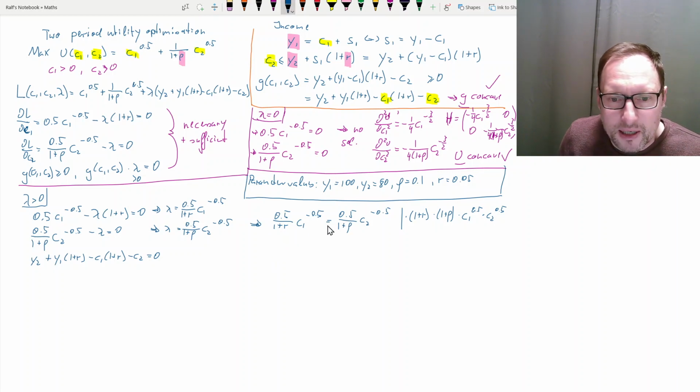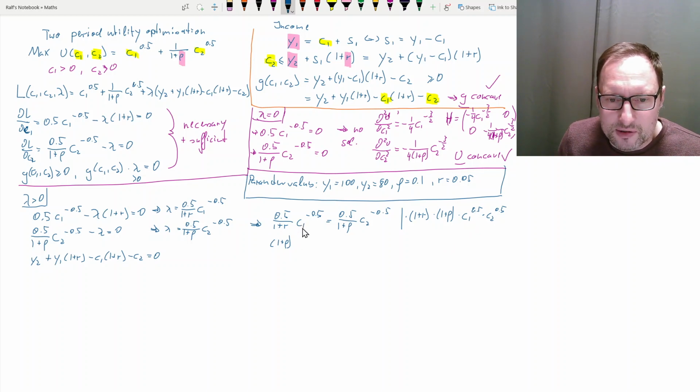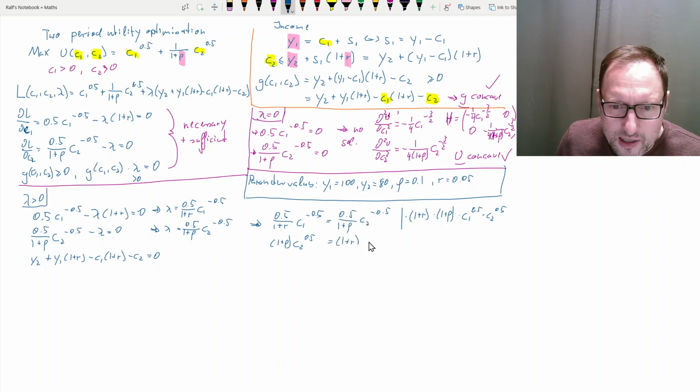Let me do that here. So we multiply on the left hand side with 1 plus r. The 1 plus r is lost. We multiply with 1 plus rho, so we get 1 plus rho. We multiply with C1 to the 0.5. That makes the C1 to the negative 0.5 disappear, and we multiply with C2 to the 0.5. And on the right hand side we are left with 1 plus r times C1 to the 0.5 with an argument just exactly similar. And now we have C2 to the 0.5, C1 to the 0.5.